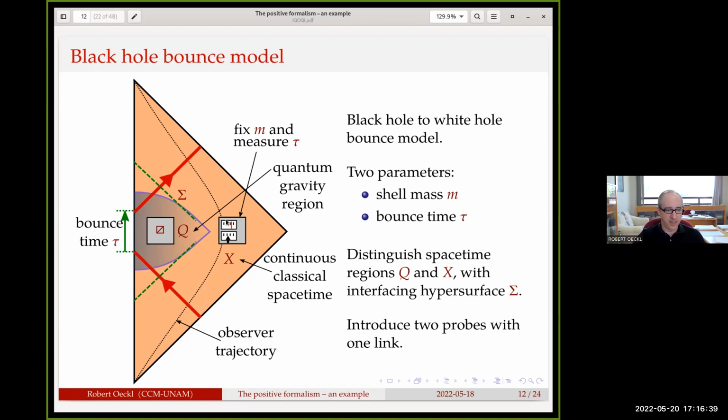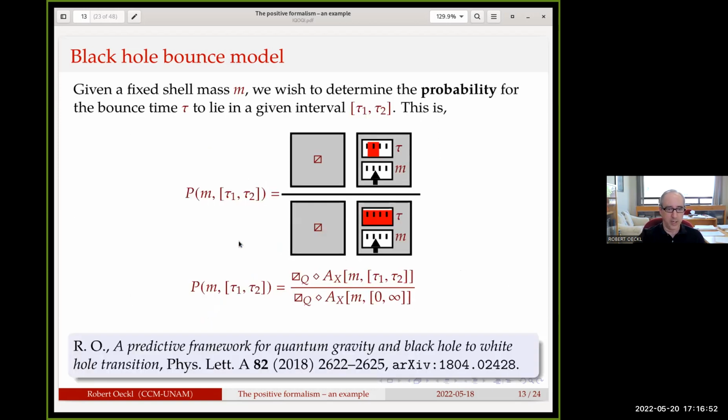So the measurement is taking place in the exterior region in X. And so basically, since we just have two parameters, they are also reflected in the probe. And we can see this here more precisely.